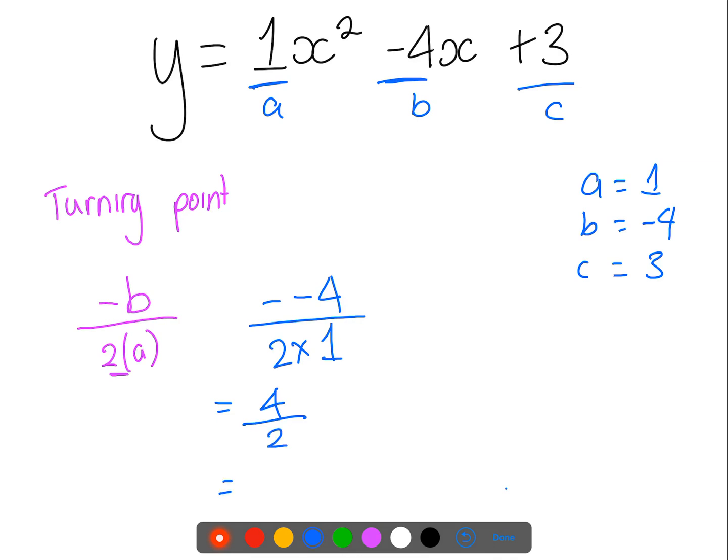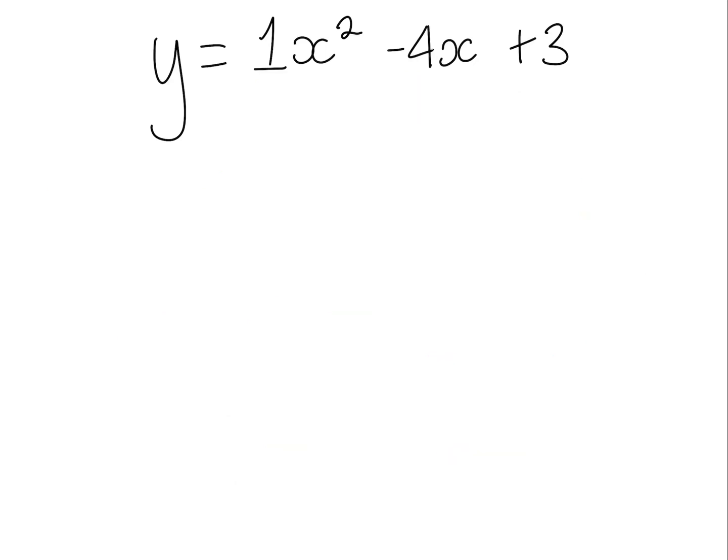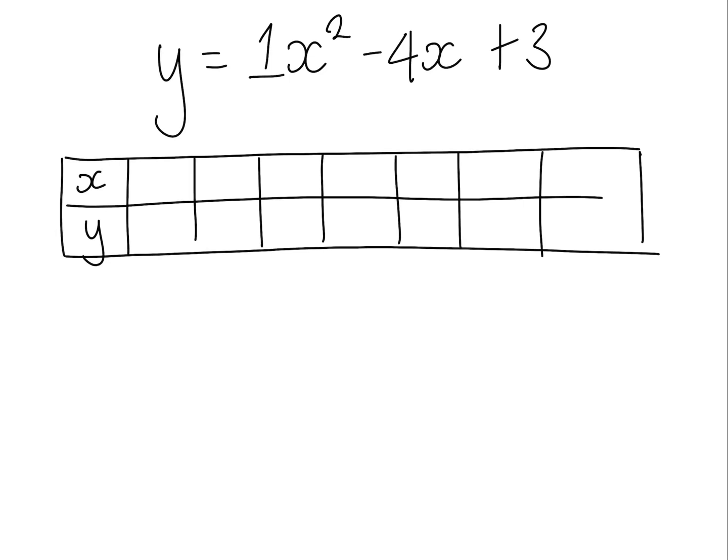Then we go the top number divided by the bottom number. 4 divided by 2 equals 2. So our turning point is when x equals 2. All right? Then we draw up a table like this.